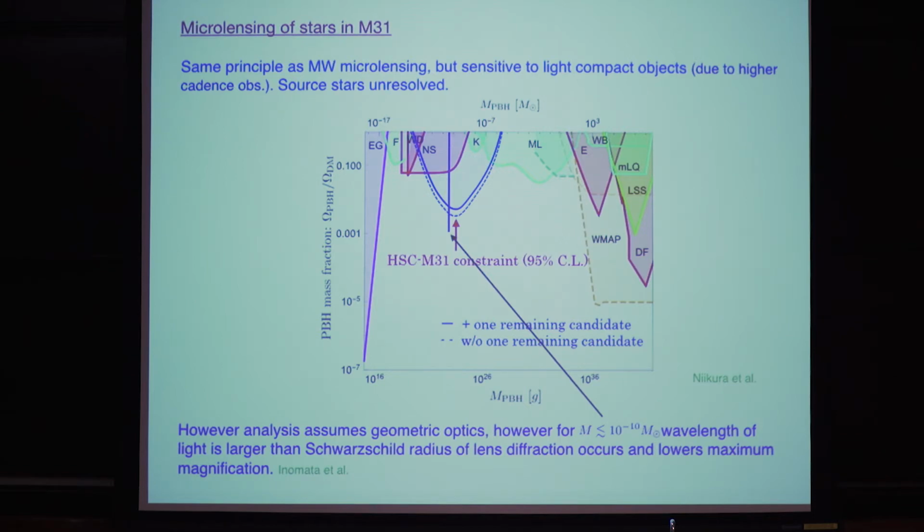However, there's been some subsequent work pointing out that below 10 to the minus 10 solar masses, you get the wavelength of light being comparable to the Schwarzschild radius of the black holes, and so you're going to get complications of diffraction showing up. So below here, the calculation that's been done to date probably isn't completely valid, and arguments are that these constraints would become significantly weaker down here.